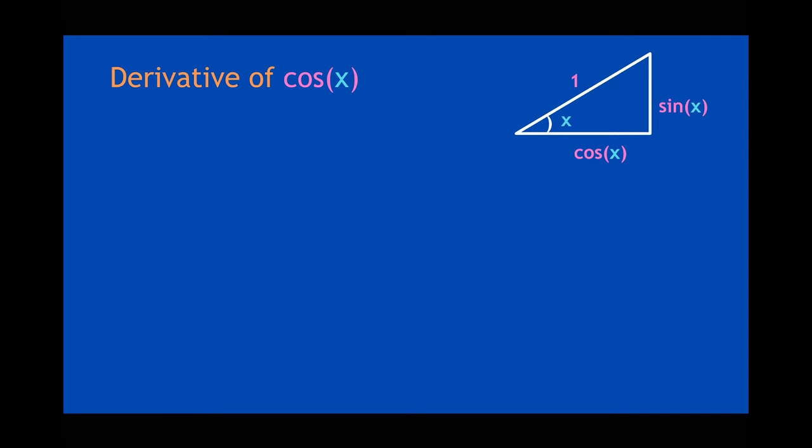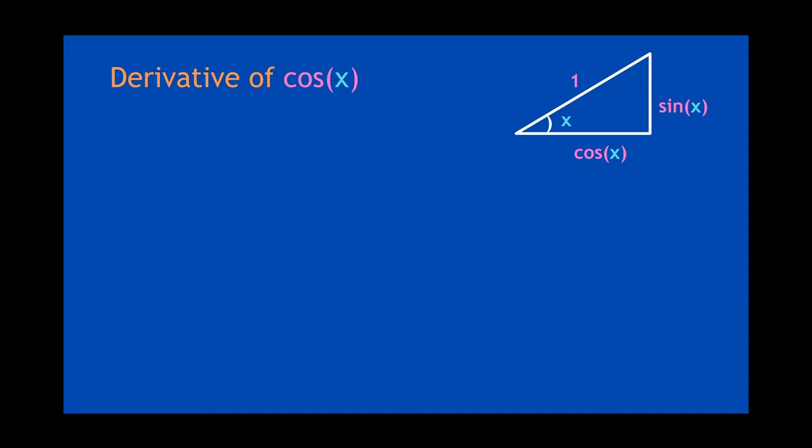Let's start by identifying the derivative of the cosine of x. To begin this proof, we need to draw a triangle with an angle x, an adjacent side equal to the cosine of x, and an opposite side equal to the sine of x. From here, we can use the Pythagorean theorem, and that'll tell us that the cosine squared of x plus the sine squared of x is equal to the hypotenuse.